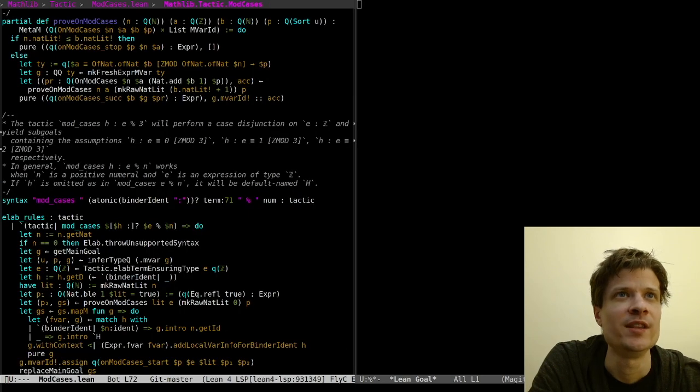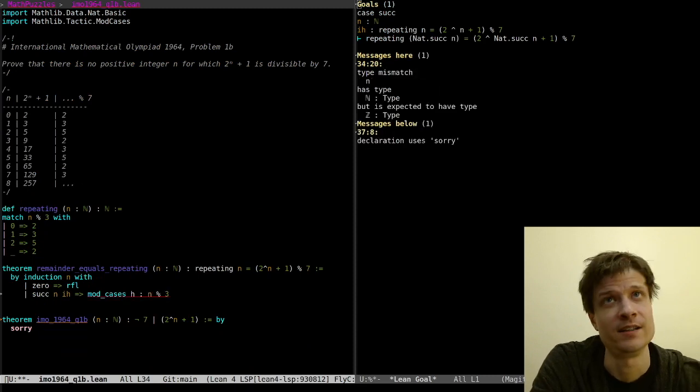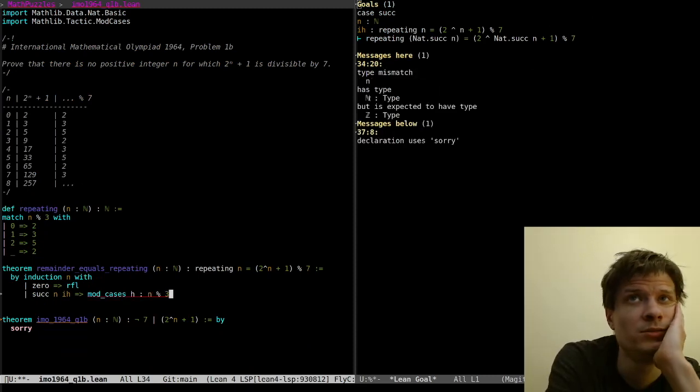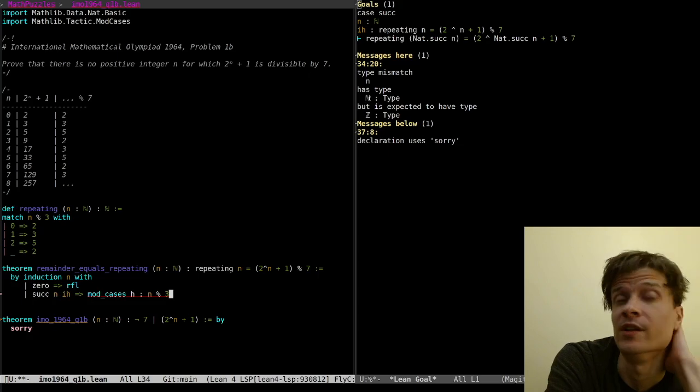Hope that's not going to be too painful. I'm just going to try this. I kind of expect an error because this thing expects nats, not ints. H n % 3. Yep, there's our error. Do we translate this to ints or do we just do things by hand? I'm going to say let's do things by hand because I am more confident that that's going to work.